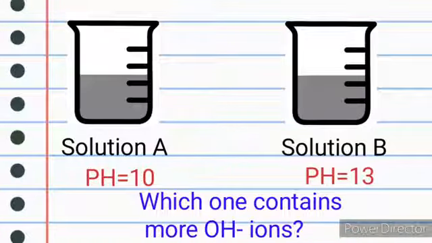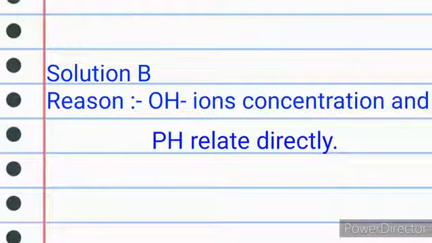And next, pH of solution A is 10 and pH of solution B is 13. Which solution contains more OH minus ions? Okay, solution B, because OH minus ion concentration and pH relate directly.